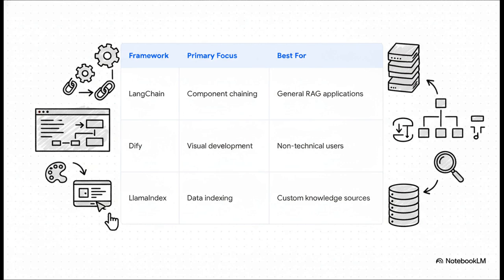You've got something like LangChain, which is kind of the OG code-first toolkit for linking all the pieces together. Then you have Dify, which is totally different. It's this powerful visual, low-code thing that's perfect if you have non-coders on your team. And LlamaIndex is laser-focused on just one thing, being the absolute best at indexing and retrieving data. The takeaway here is that there's no single best one. It all depends on your team and what you're trying to build.